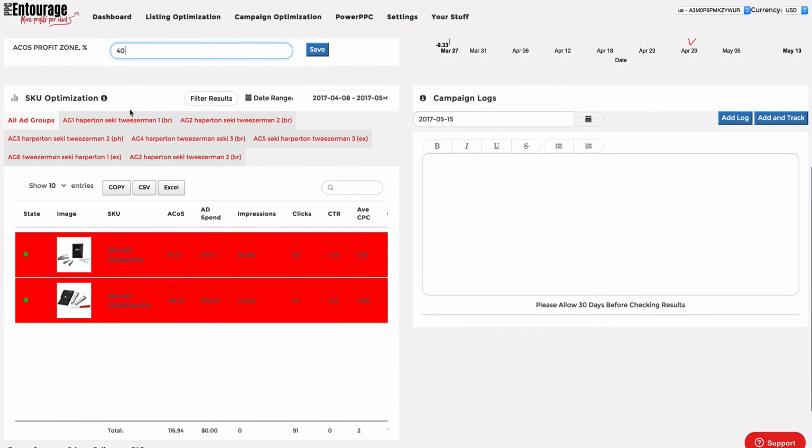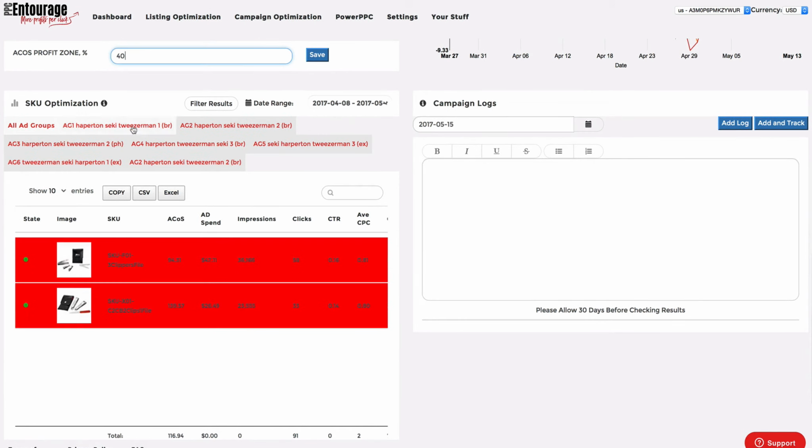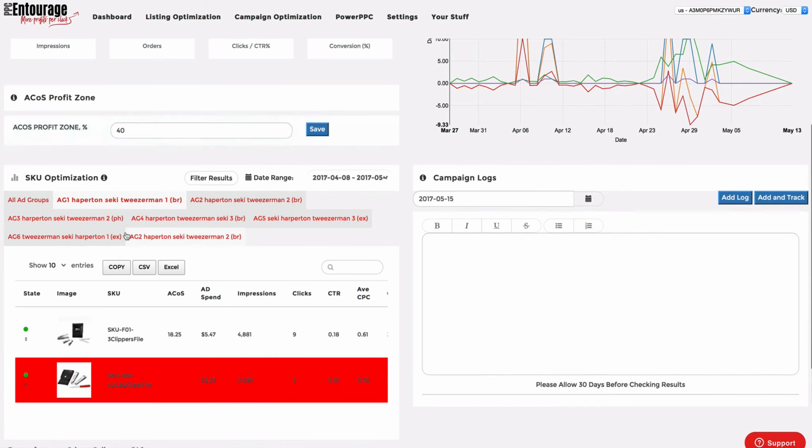So in this case, if you wanted to go ahead and pause this particular SKU, you would have to do it inside of the ad group, right? Because here are all the different ad groups that these SKUs could be in. So I'm going to click on the second ad group over here.